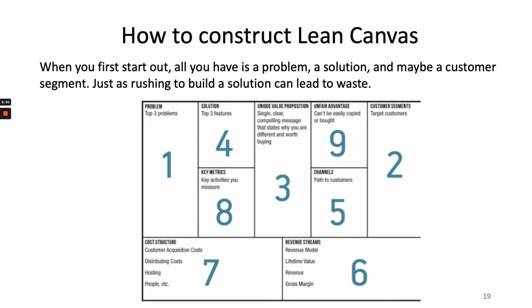So how to construct Lean Canvas? When you first start out, all you have is a problem, a solution, and maybe a customer segment. Just as rushing to build a solution can lead to waste. So you start with the problem and customer segment.